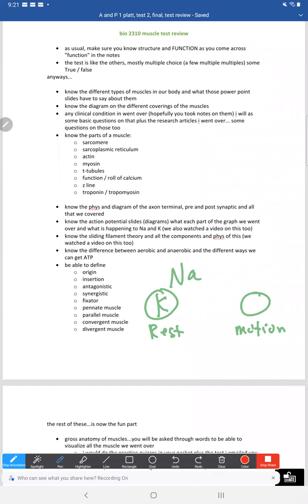Okay, and when an electrical signal starts to take place, potassium leaves and sodium enters. And so now we're in motion, right? Now there's more sodium on the inside and more potassium on the outside.